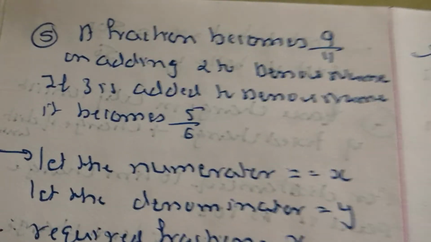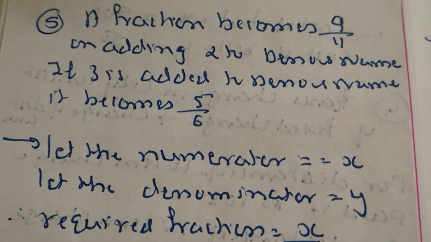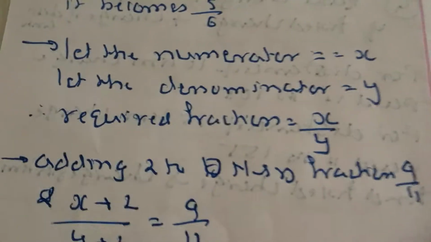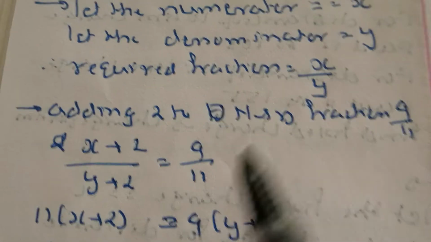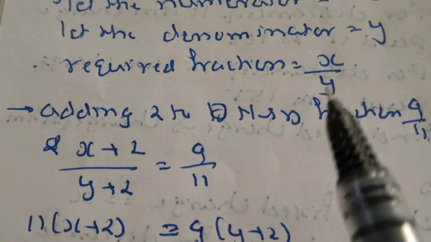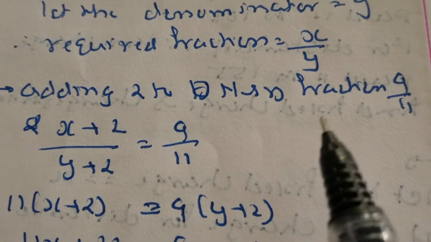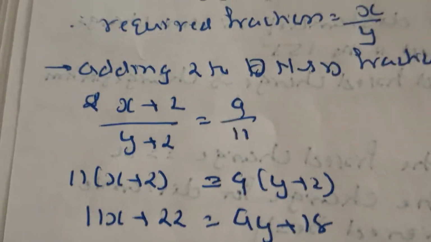Question number 3. A fraction becomes 9 upon 11 if 2 is added to the denominator and numerator, and if 3 is added to the denominator and numerator, it becomes 5 upon 6. So here let us assume the numerator as x and denominator as y. So the required fraction will be x upon y. Now adding 2 to the denominator and numerator, the fraction becomes 9 upon 11. So adding 2 to the numerator and 2 to the denominator, the fraction becomes 9 upon 11.